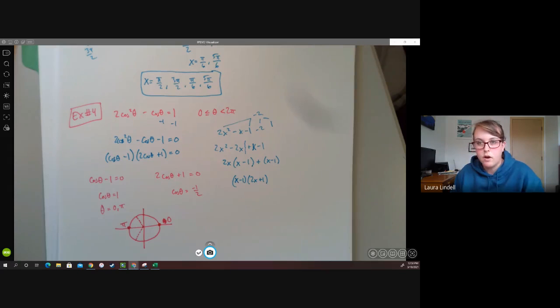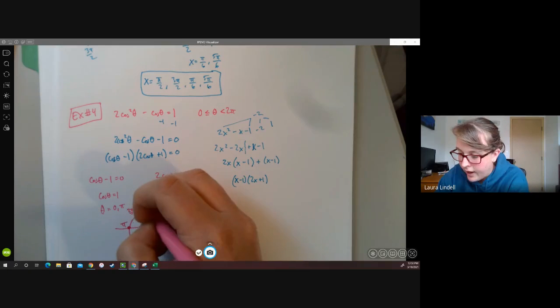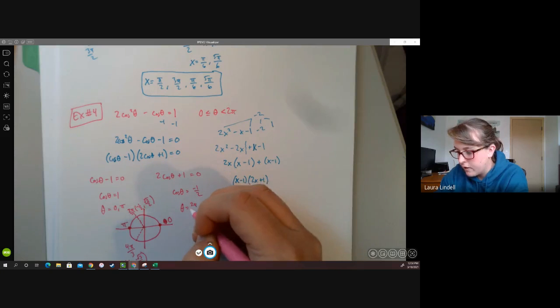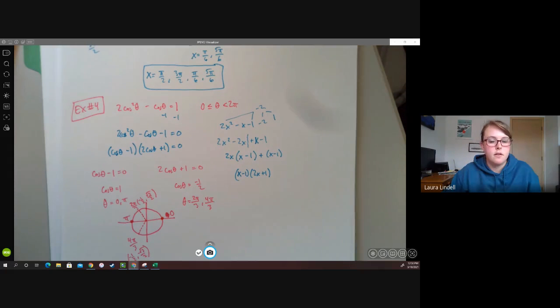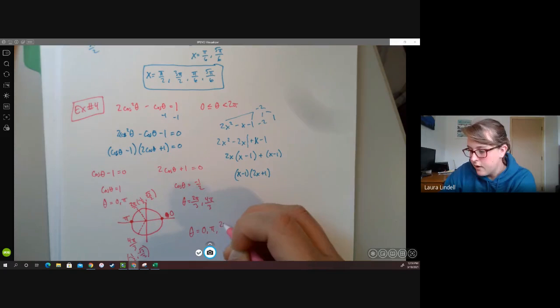And so we're looking for places where the x-coordinate is -1/2. That happens to be at 2 pi over 3, because that's the coordinate -1/2, √3/2. And then also at 4 pi over 3, because that's also the coordinate -1/2 and then -√3/2. So for this one, theta is 2 pi thirds and 4 pi thirds. And then these would all four be solutions to this equation. So our final answer, theta equals 0, pi, 2 pi thirds, and 4 pi thirds.